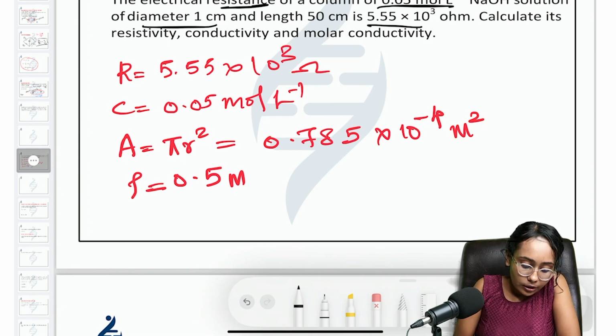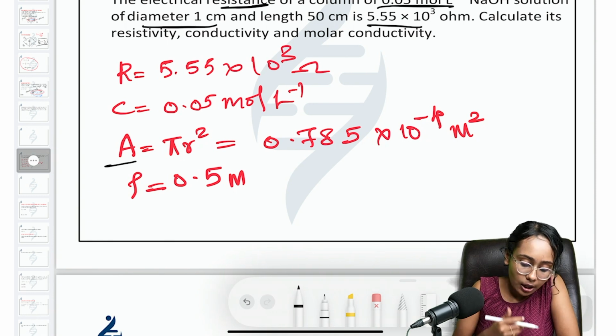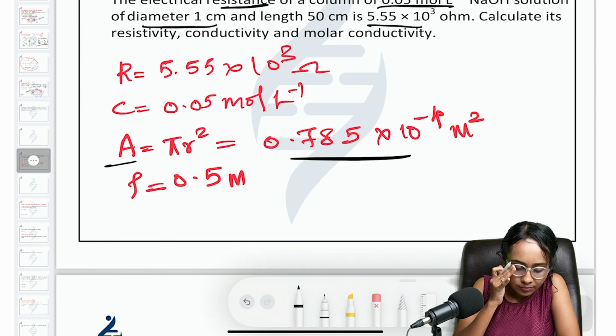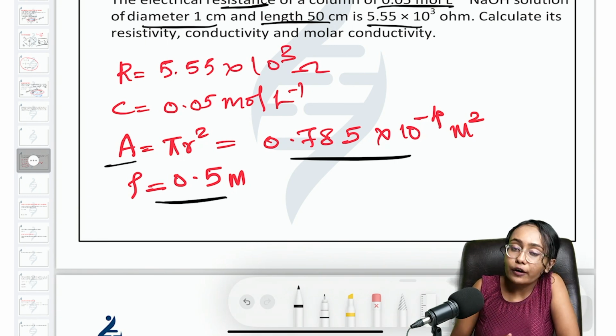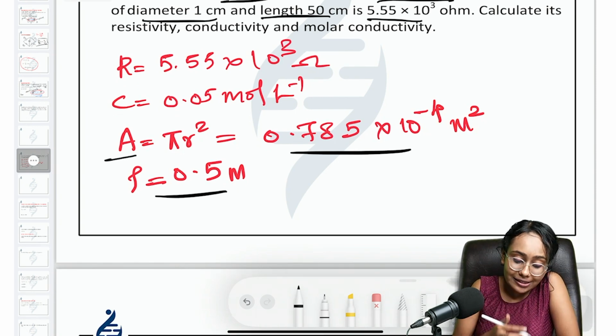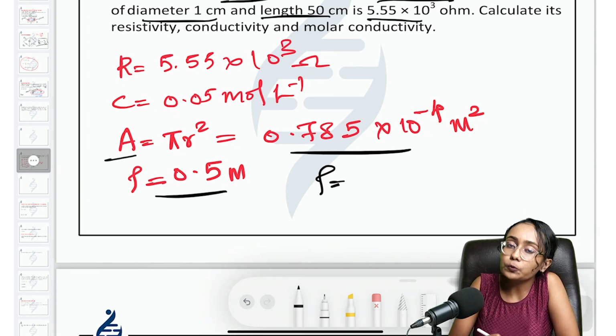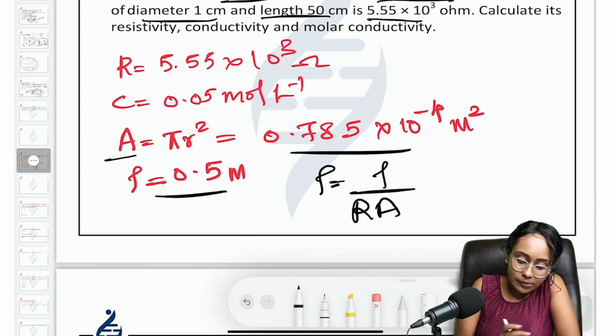The diameter is given here. With that, we have found the area A, pi r square. Substituting the value, you will get 0.785 into 10 raised to minus 4. Now, length 50 centimeter is also given, which is 0.5 meter. Using this, you need to find the resistivity. Resistivity rho equal to R A by L. Just substitute the values and you will get the answer.